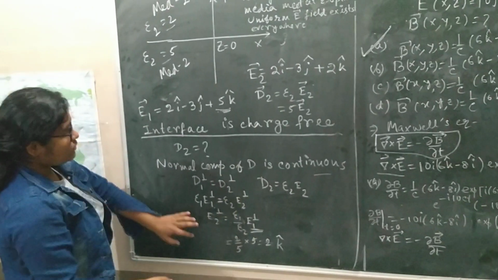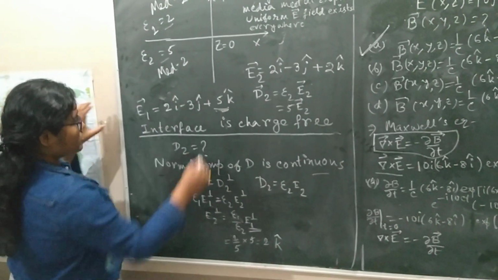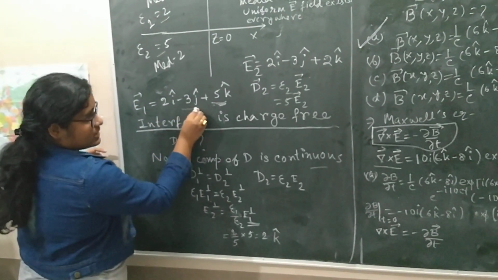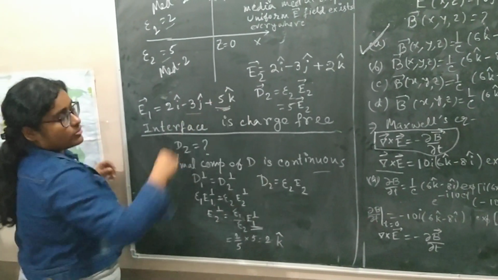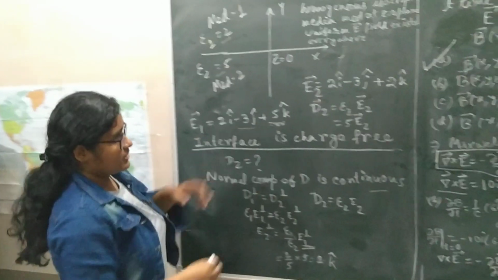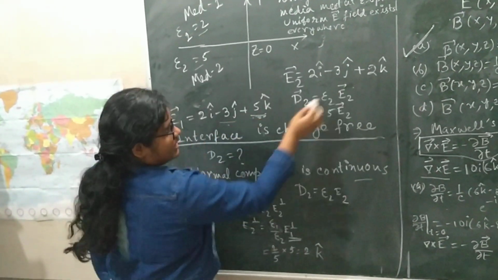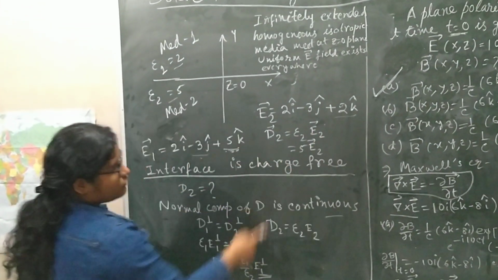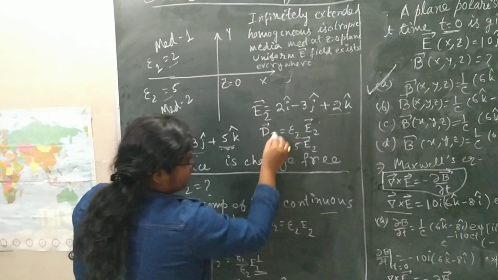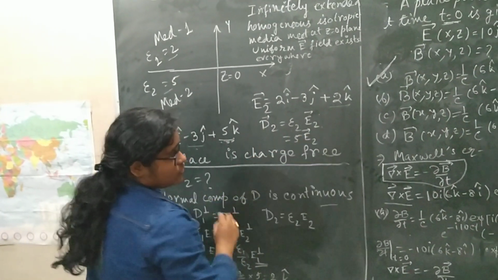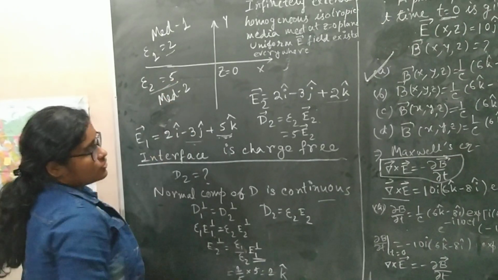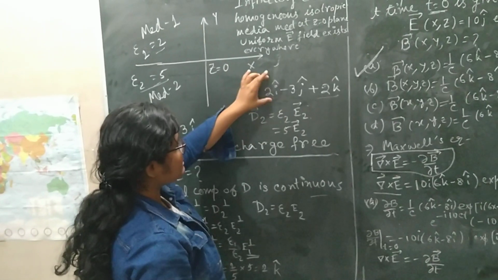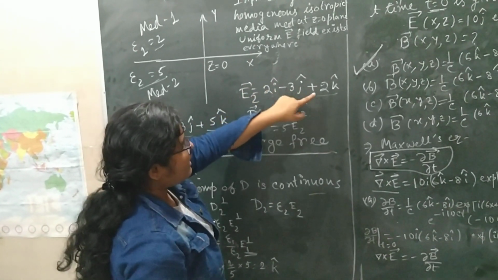So you write the expression for the electric field E2 as 2i cap minus 3j cap, and the parallel components stay as they are, and along the z direction it will be plus 2k cap. So you find the electric field, and you know D2 is epsilon 2 into E2. Epsilon 2 is given as 5, so 5 into E2. This is the answer. You simplify it, you will get 10i cap minus 15j cap plus 10k cap.